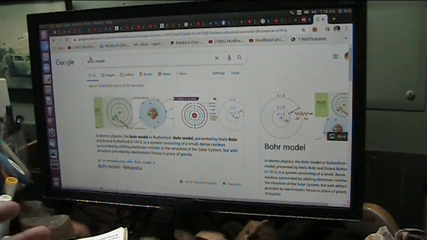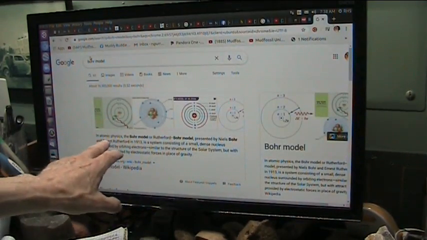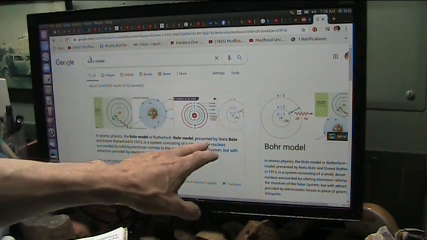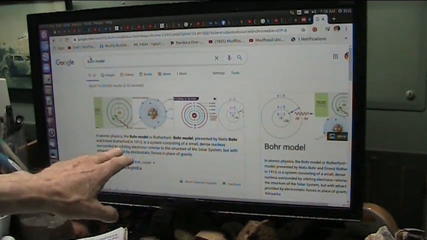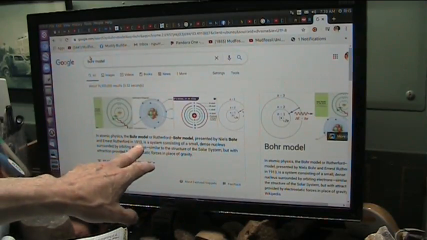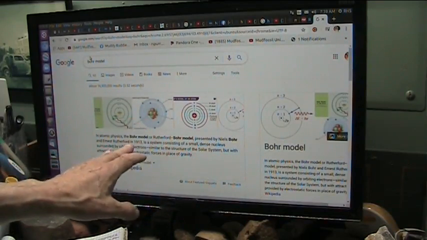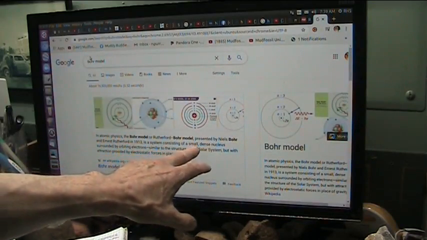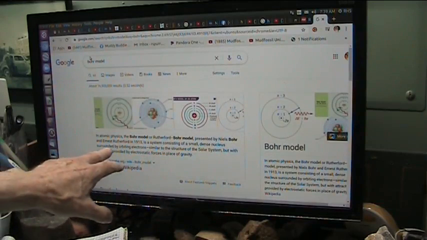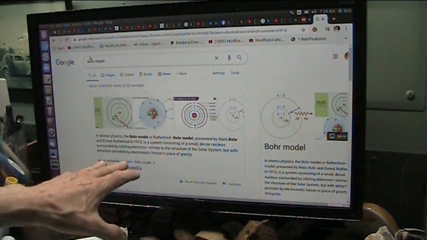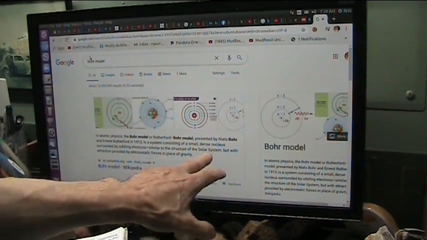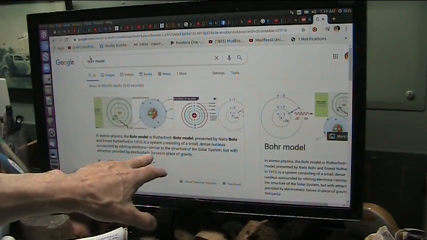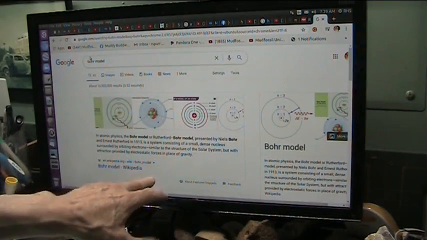All right, we have to go back to Bohr. He was wrong. In atomic physics, the Bohr model, or Rutherford-Bohr model, presented by Niels Bohr and Ernest Rutherford, 1913. This is when Einstein started to base his conclusions on this system consisting of a small, dense nucleus surrounded by orbiting electrons. It's just not correct. Similar to the structure of the solar system, but with attraction provided by electrostatic forces in place of gravity.